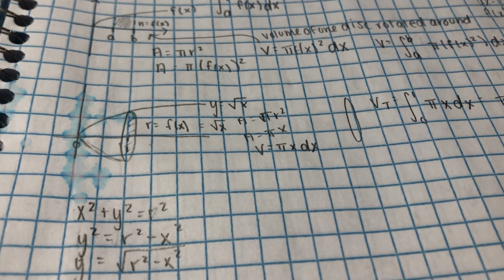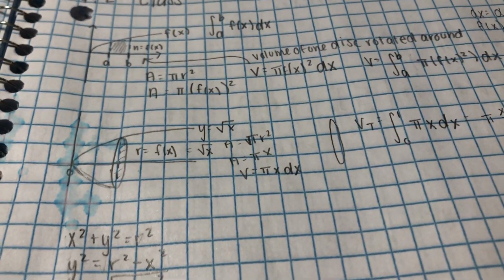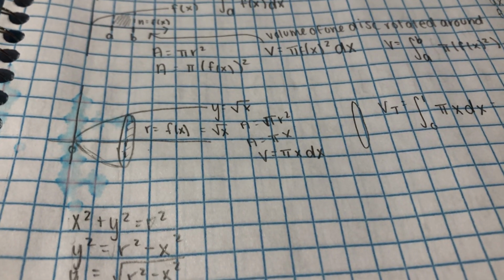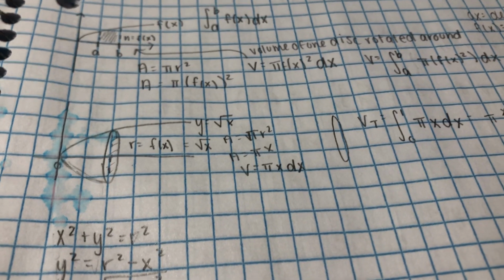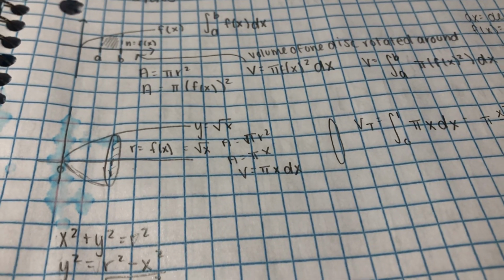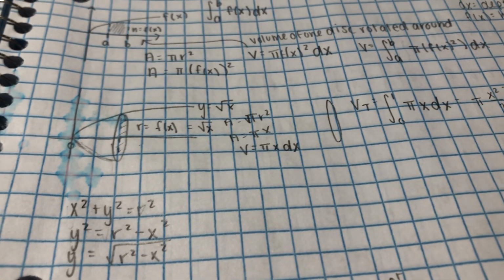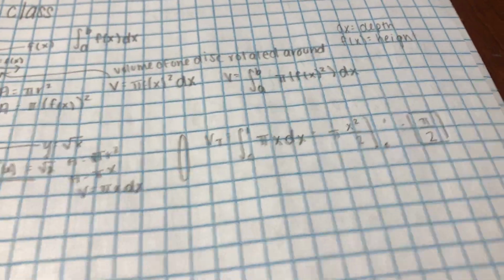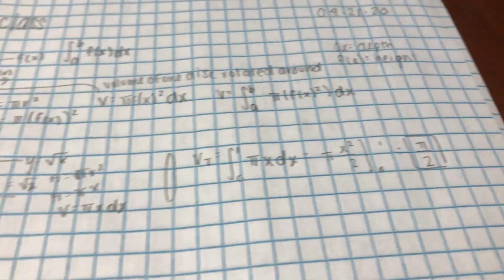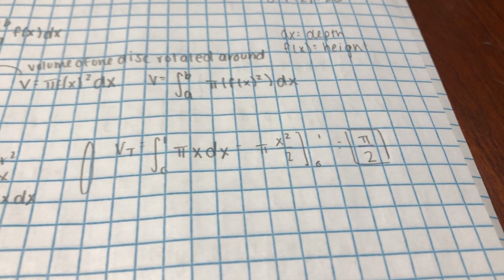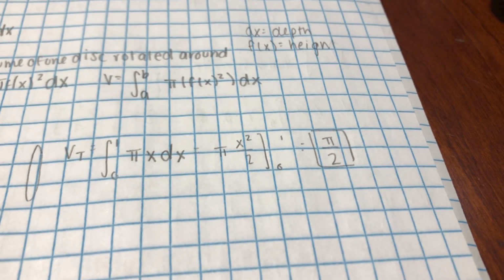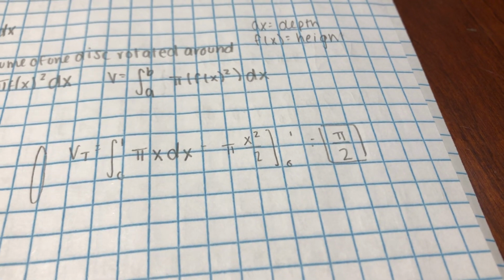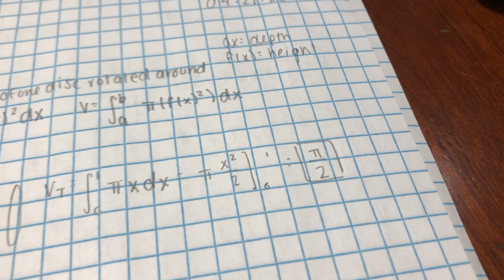So you take that, so the r is f of x, so that's root x, so r squared is just x. So our area is pi x, so the volume is pi x dx. So we plug that in for the volume, so the integral from 0 to 1 of pi x dx is, you take the antiderivative and you get pi x squared over 2 from 0 to 1, and that just ends up being pi over 2.